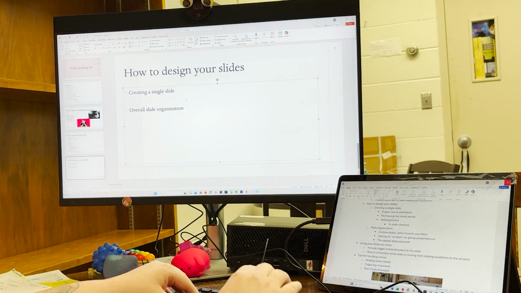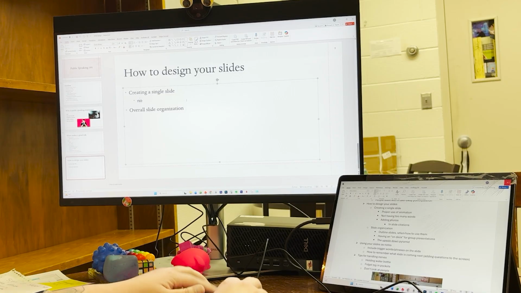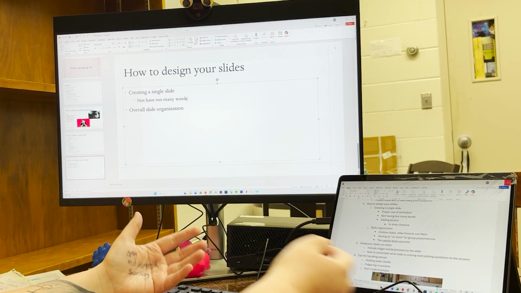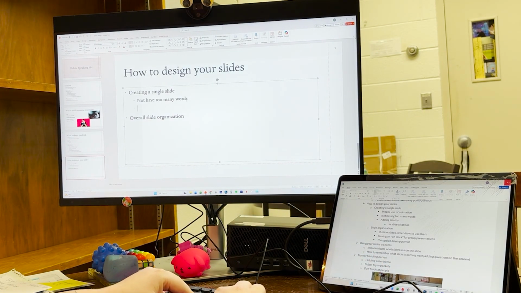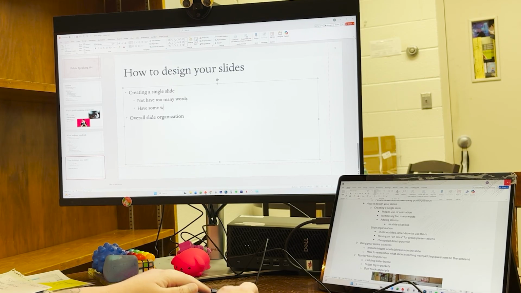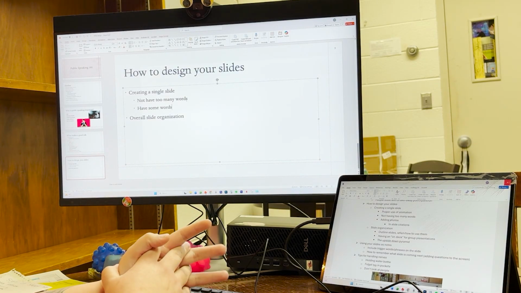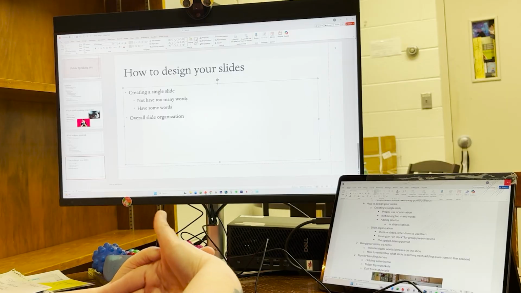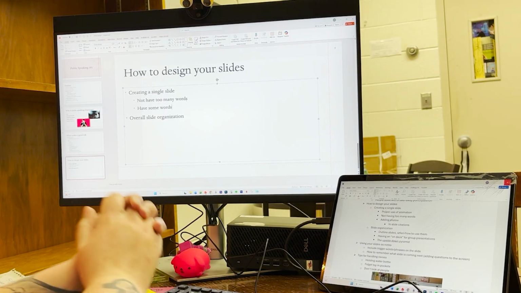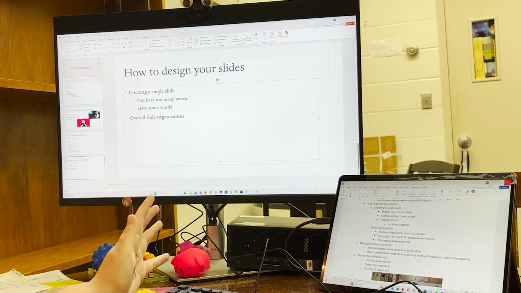So the number one thing on creating one slide is to not have too many words. This is the number one thing that people are always doing, and people will also sort of swing the other direction, and you want to have some words. So there are some people who will swing the opposite direction of like, okay, don't have too many words. I'm gonna have a slide that only has a picture.